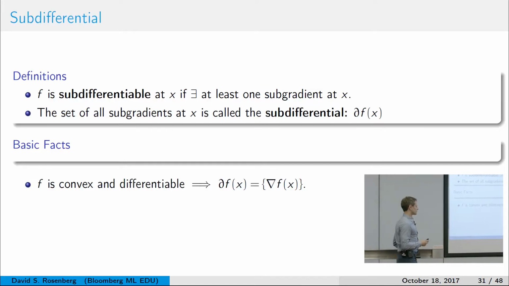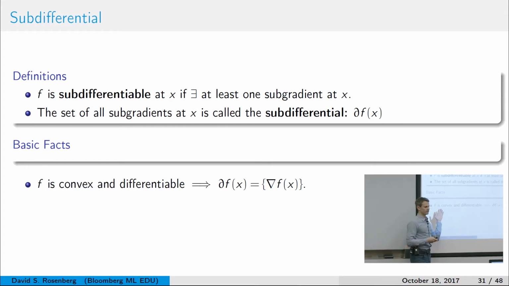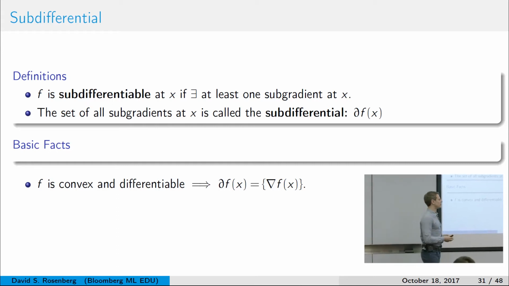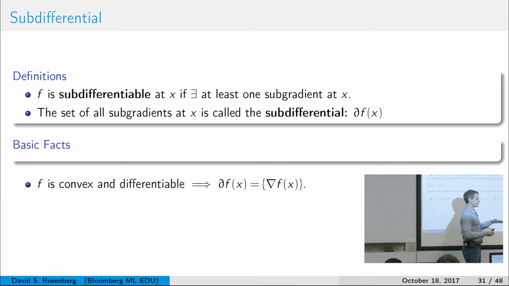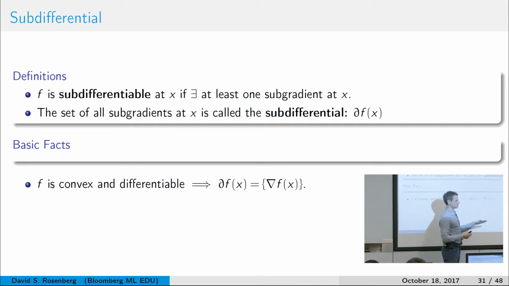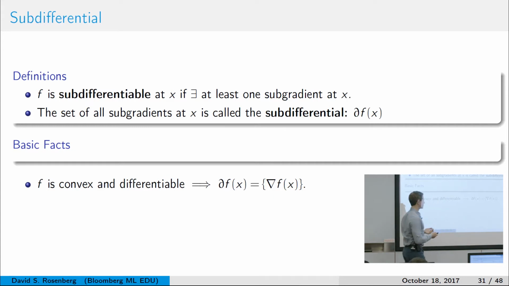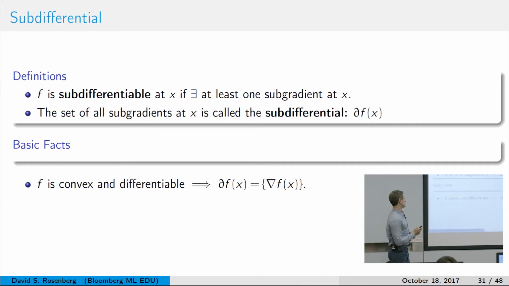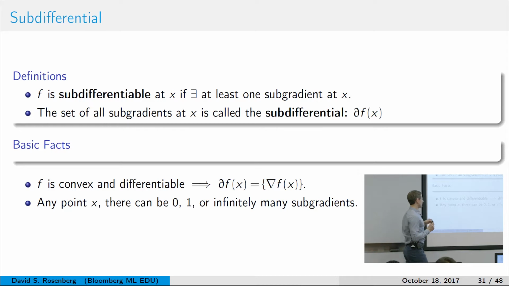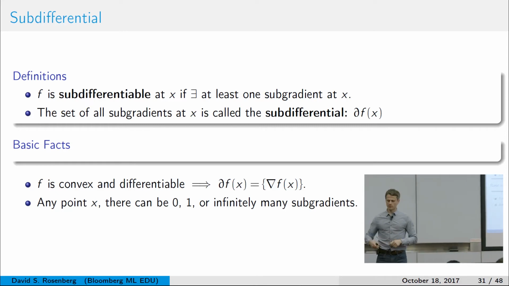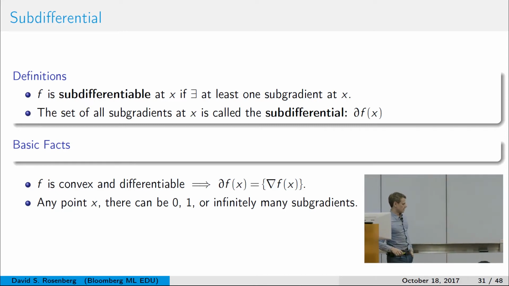Okay. So here's a comforting fact. If f is convex and differentiable, then the subdifferential is exactly the gradient. Right? There are no extra g's that would give different global lower bounds other than the one corresponding to the gradient of the function. Another thing: at any point there can be 0, 1, or infinitely many subgradients. So if it's differentiable, there's 1.